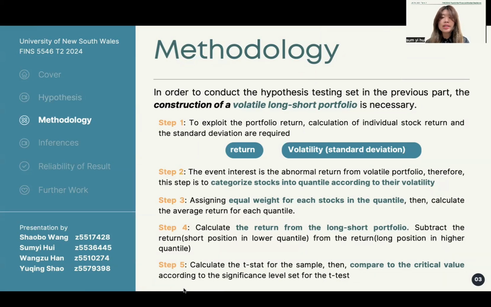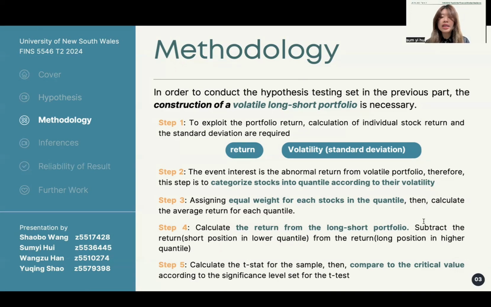After segmentation, we assign equal weights to each stock within the quantiles. We then calculate the average return for each quantile to understand the aggregate performance of stocks at different volatility levels. The fourth step involved calculating the return from the long-short portfolio. This was achieved by subtracting the return of the short position in the lower volatility quantile from the return of the long position in the higher volatility quantile.